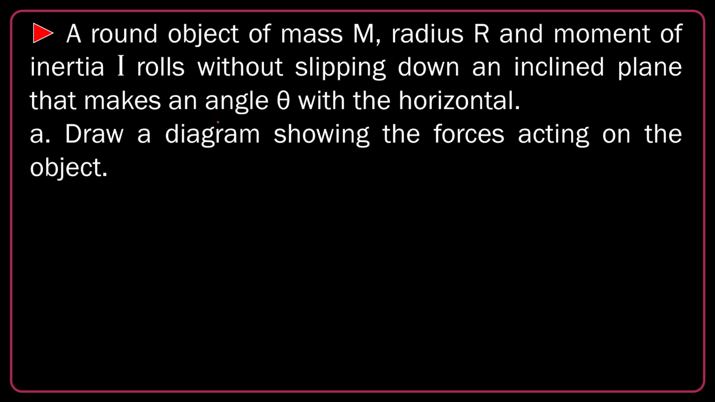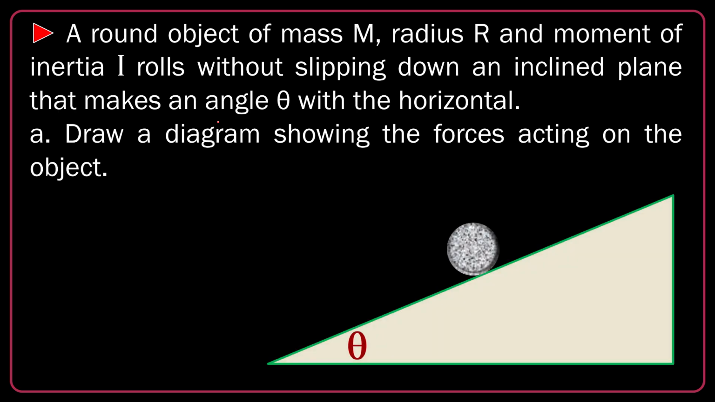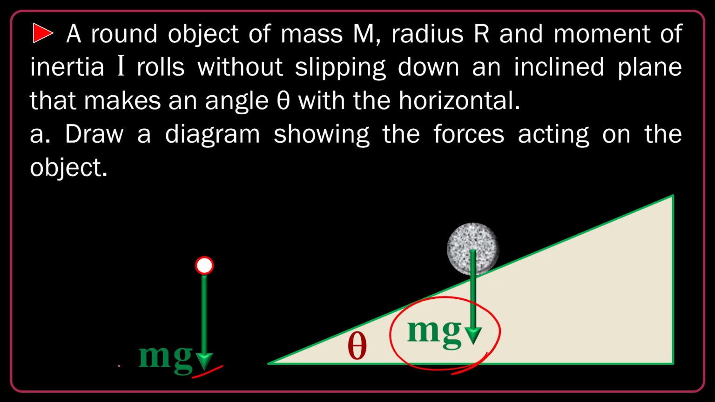A round object of mass m, radius r, and moment of inertia I rolls without slipping down an inclined plane that makes an angle of theta with the horizontal. Something like this. Draw a diagram showing the forces acting on the object. What do I mean by this diagram? It's actually the very famous free body diagram. Let's say this is the center of mass of that object. What are the forces? First, the downward force of mg, weight.